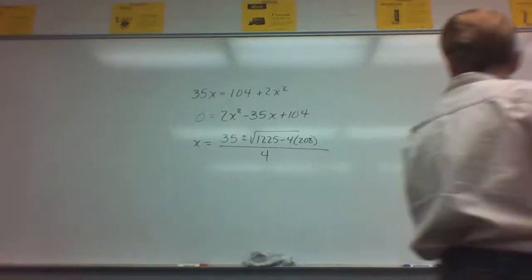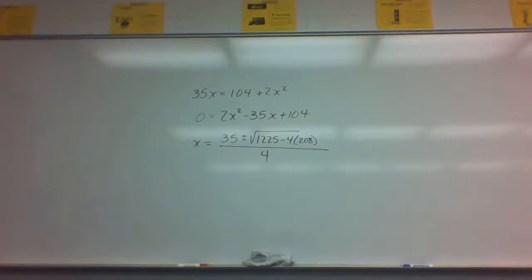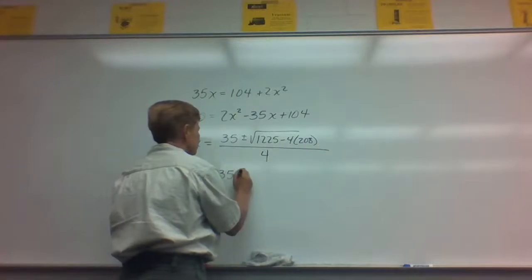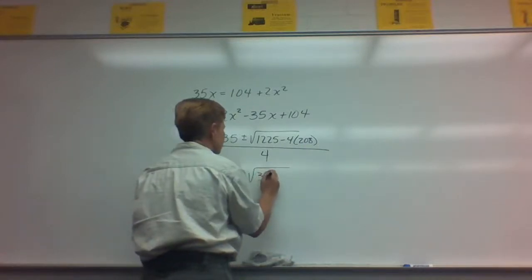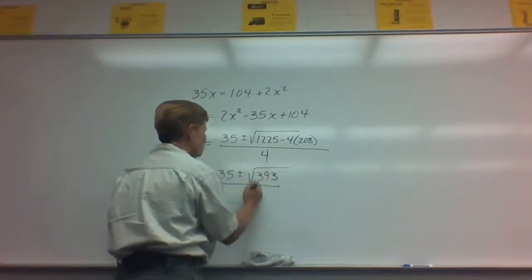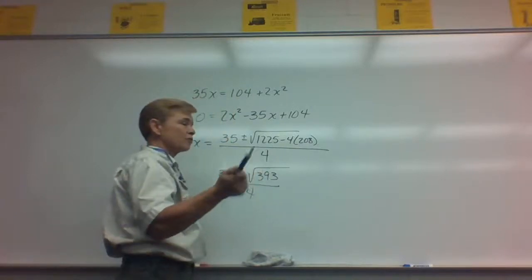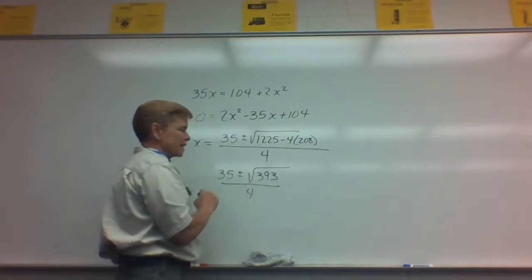All right, so I'm going to work that out because those numbers are awful big. So I'm going to take the 1225 and subtract 4 times 208, which is 393. That's pretty gross. 35 plus or minus the square root of 393 over 4. Now, I've got to simplify as much as possible because it says simplest radical form, which means I've got to simplify this if I can.